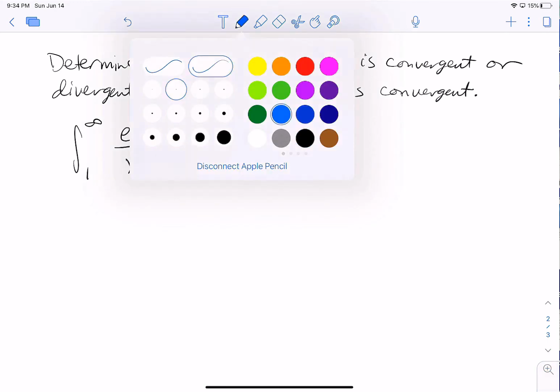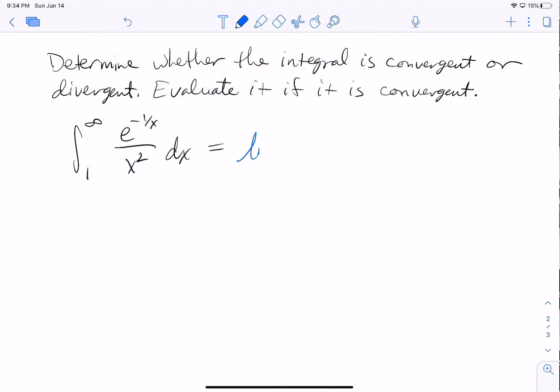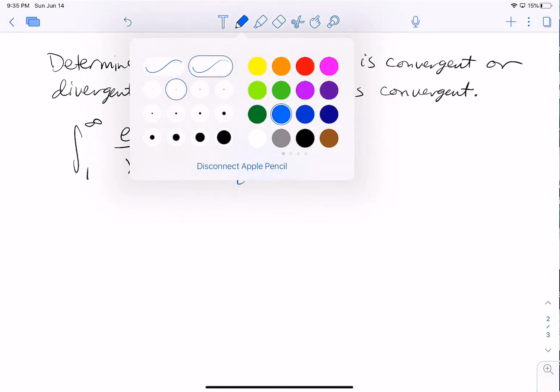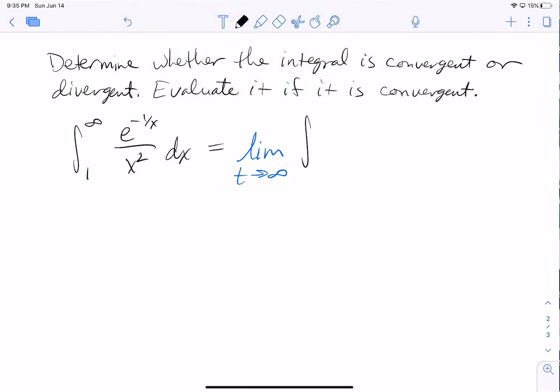So the very first thing we have to do is turn this into a limit. We're going to take the limit as t approaches infinity of the integral from 1 to t of e to the negative 1 over x divided by x squared dx. Now we can do it. You see, I can have limits that go from 1 to t, no big deal, and then I'll let t go to infinity. But if the integral starts out with a limit that is infinity, can't do it at all.